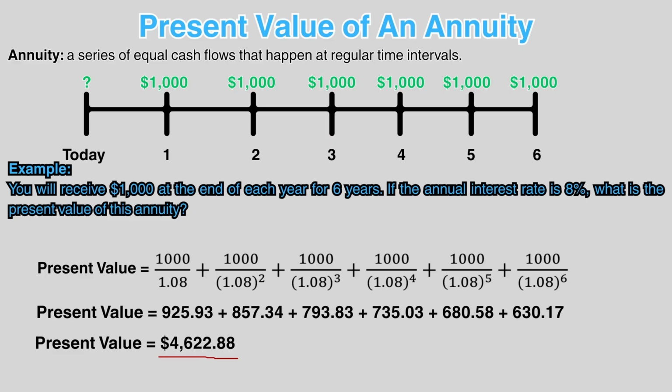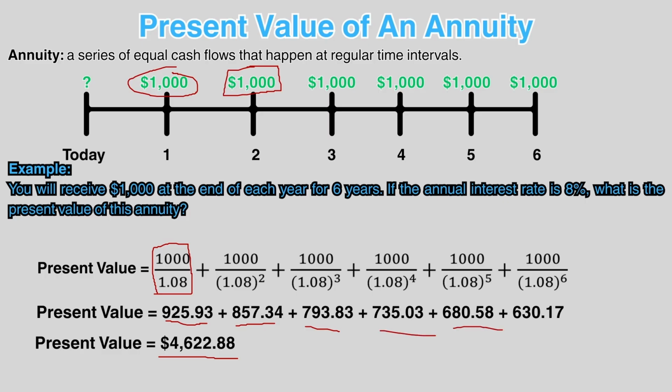But first, let's go over a couple of things. So the $1,000 that we're receiving at the end of 1 year is worth to us today $925.93. So that is what this equals right here. Notice how the $1,000 we receive at the end of 2 years is only worth $857.34, and each year it gets a bit smaller.